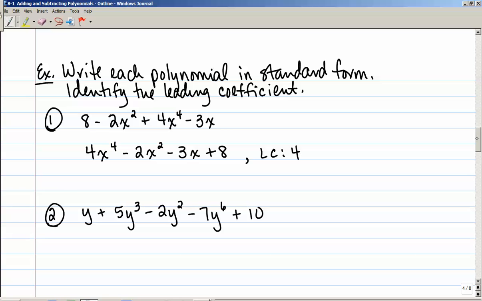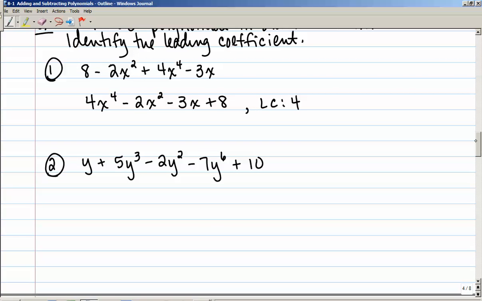Let's take a look at number 2. y plus 5y to the third minus 2y squared minus 7y to the sixth plus 10. Start with your largest exponent, and that's going to be negative 7y to the sixth. And then my next largest is a positive 5y to the third minus 2y squared plus y plus 10. So that's written in standard form. My leading coefficient is the number out front, and that's going to be a negative 7.